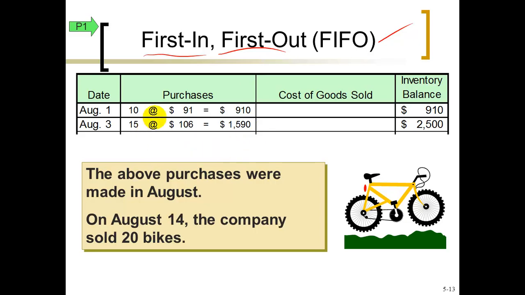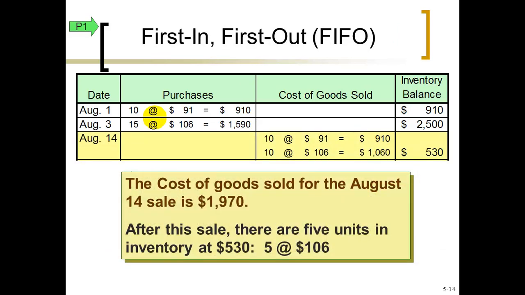Again, we're selling the same number of bikes here, 20. So the first 10 is coming from this first layer, and then of this 15 we're taking 10 out and selling them. So that means what's left over in this $530 is 5 at $106. 5 times 106 should equal this number here that's left over. Here's our cost of goods sold, adding up the 2 layers. Credit inventory, reducing inventory, and debit the cost of goods sold expense, leaving this as your balance.